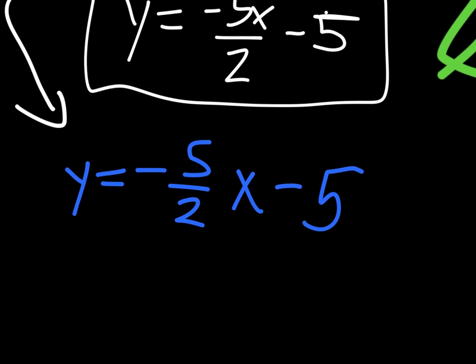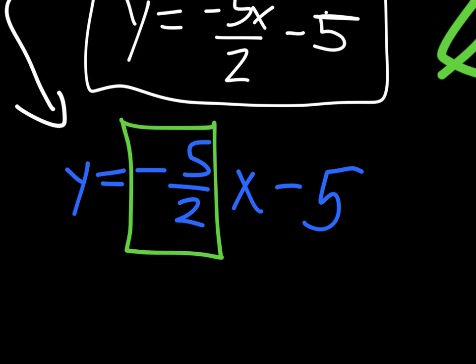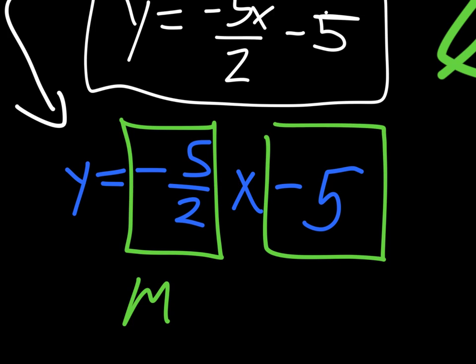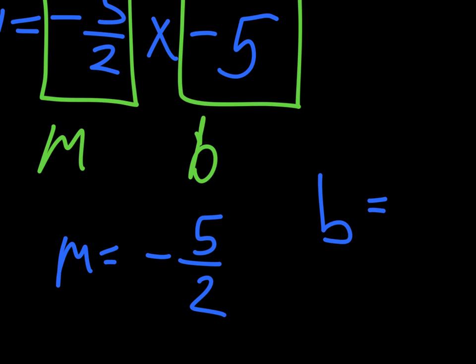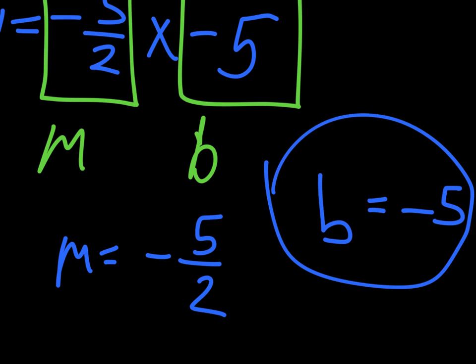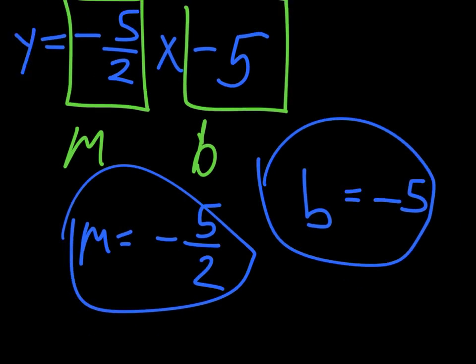Because what I want you to notice is that this is m, the slope, and this right here is our b, which is the y-intercept. Remember that. The m equals negative 5 over 2, which is negative 5/2. This is a negative slope, and b equals negative 5. That being said, we know this is a negative y-intercept and a negative slope. Just wanted to put that in there.